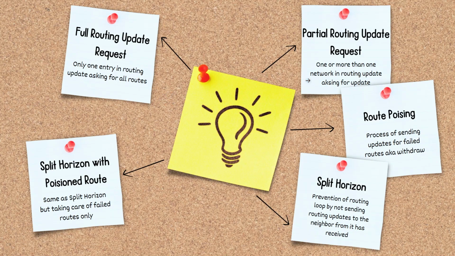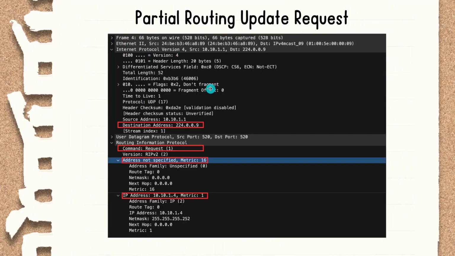The second scenario is the partial routing update request. As I said, this will be a request kind of packet, so the command value should be 1, with one or more networks in the routing update asking for an update. There might be a case where a router needs certain entries. For example, a device might have exceeded the timer for an entry, so it might ask again for those entries, and along with that we might have some other entries.